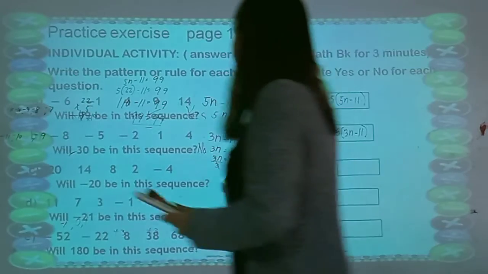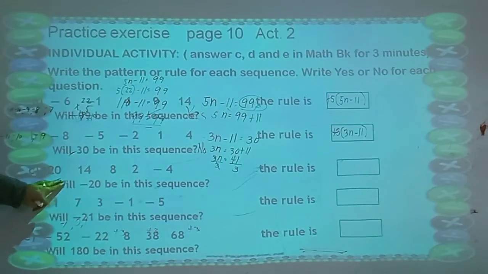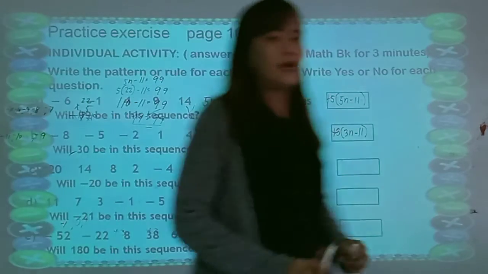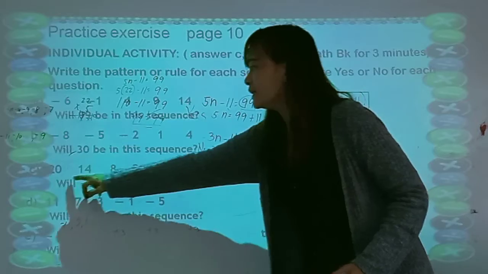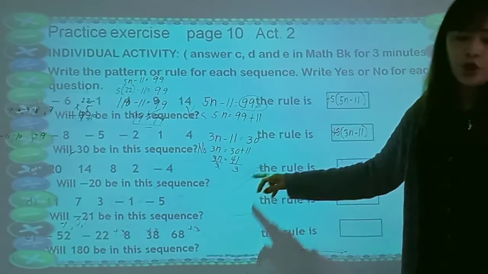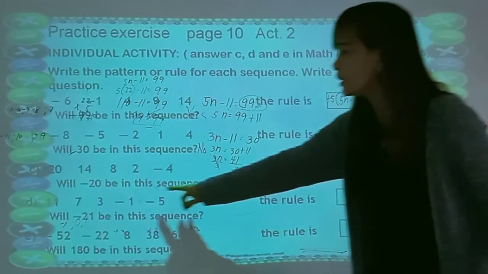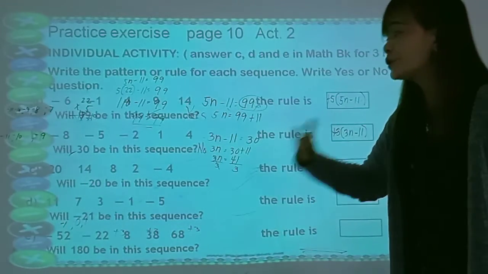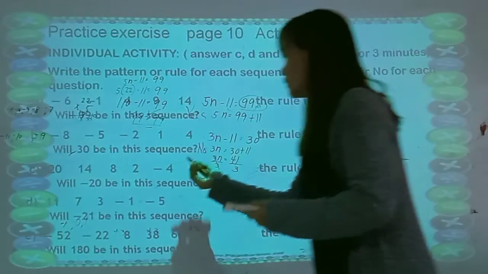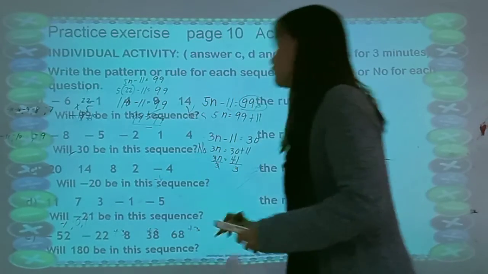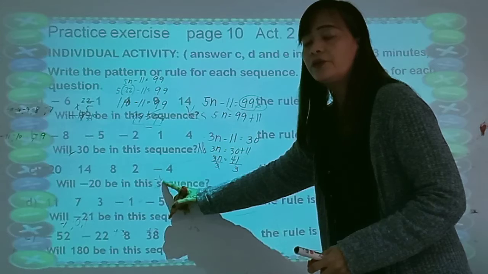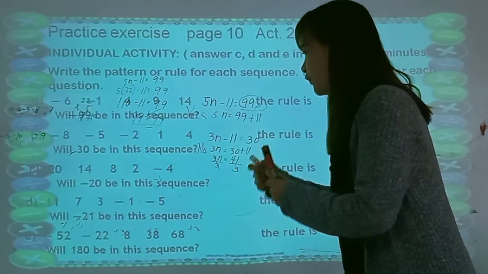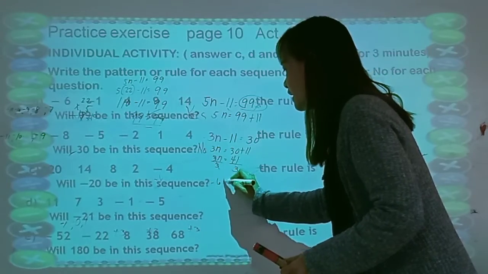Next, let us do letter C. For letter C we have 20, 14, 8, 2, and negative 18. Now class, let us see what is the rule that we are going to use. Since this is 20 and then it becomes 14, very good, we need to subtract by 6. Since the rule is to subtract by 6, our formula is negative 6n.